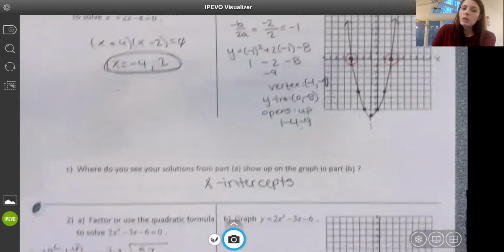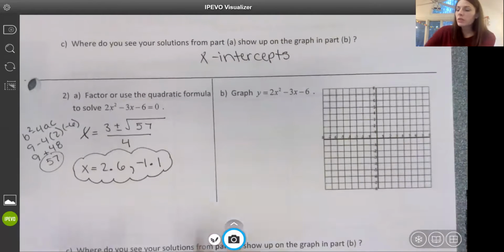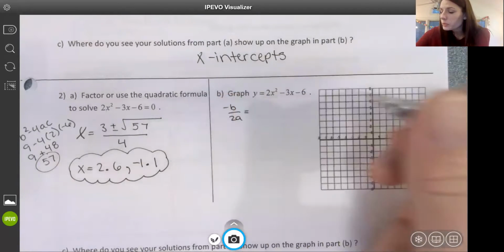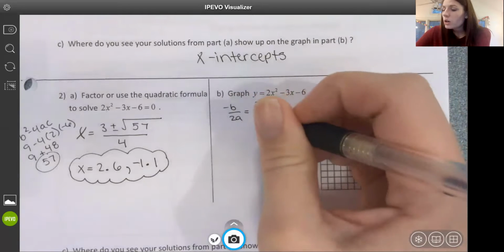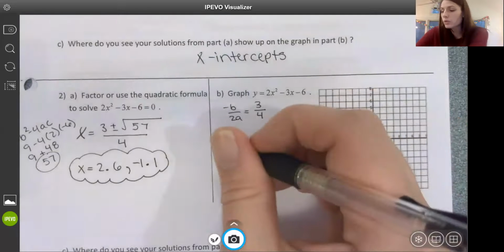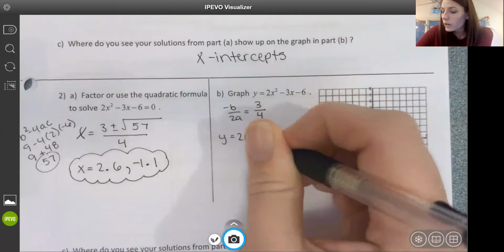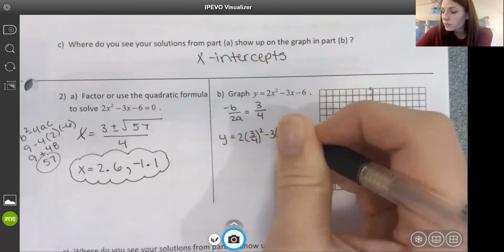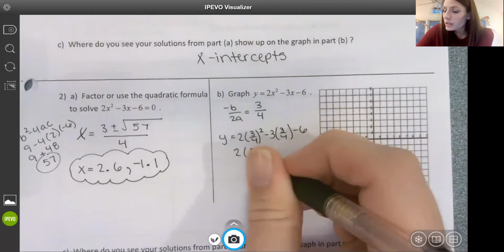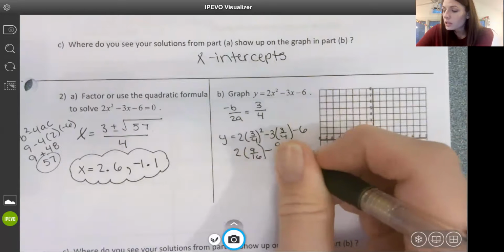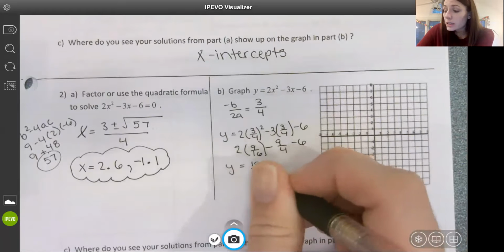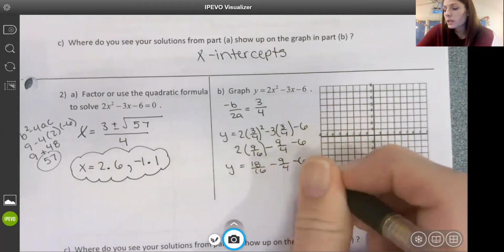Okay, let's look at the one that we had to solve using the quadratic formula. Again, graphing in standard form. So -b over 2a, giving me 3 over 2 times 2 or 4. So the x value of my vertex is 3/4. And the y value, plugging 3/4 in, gives me 3/4 squared, giving me 9/16. This is going to be 9/4. So then I have 18/16 minus 9/4 minus 6.